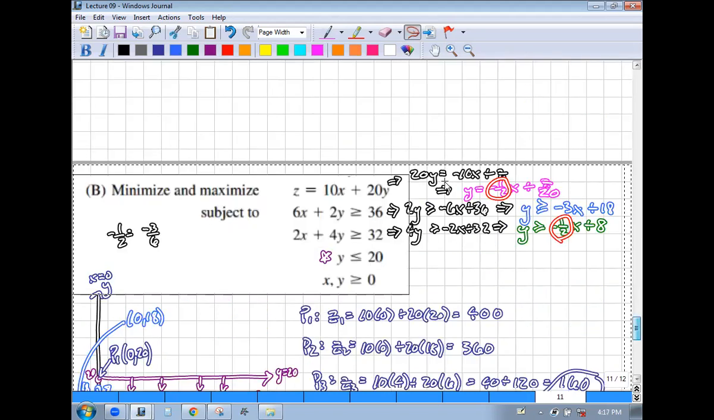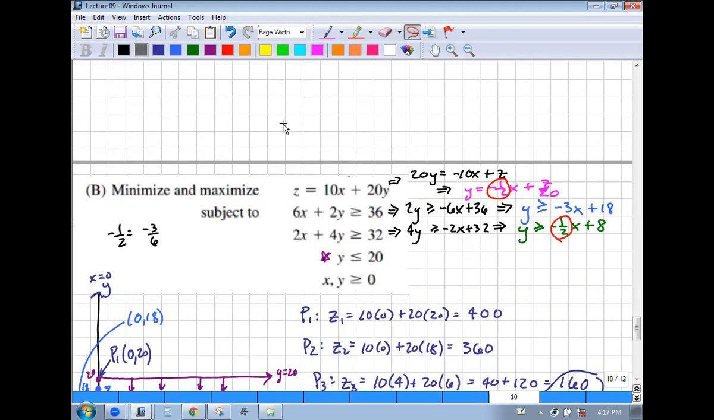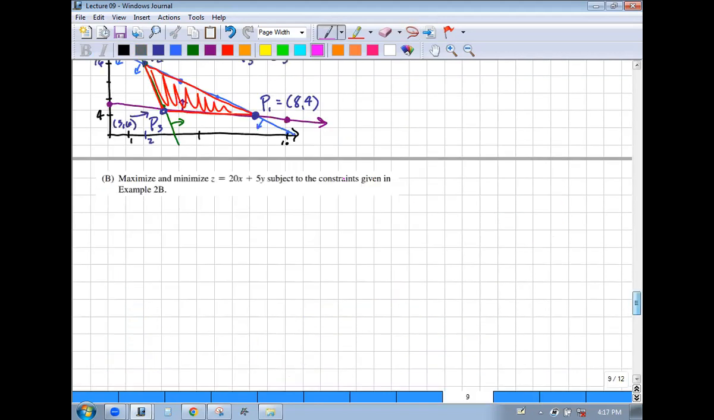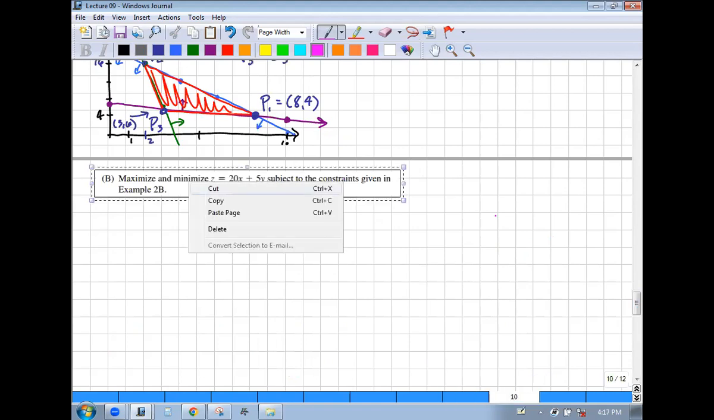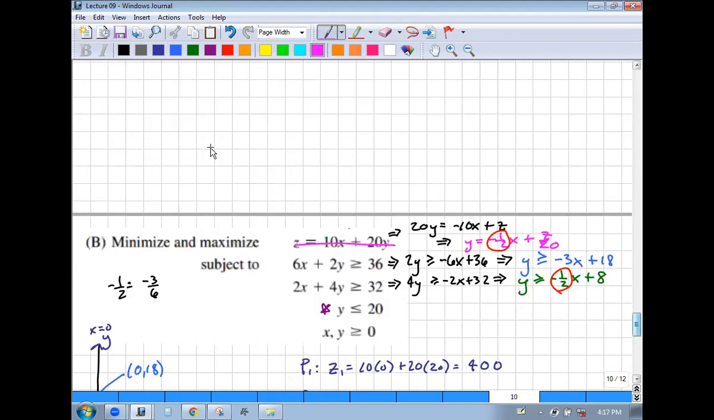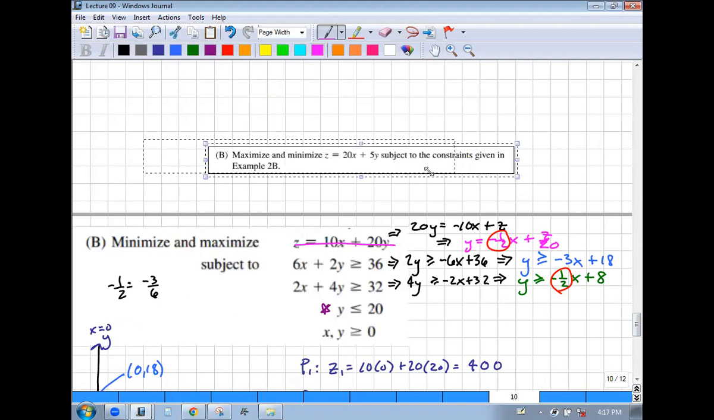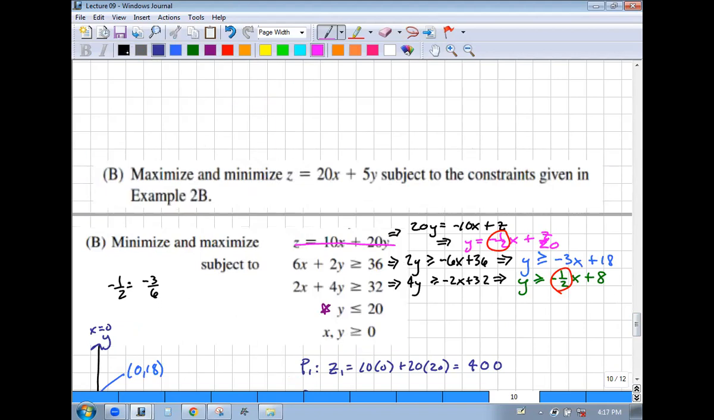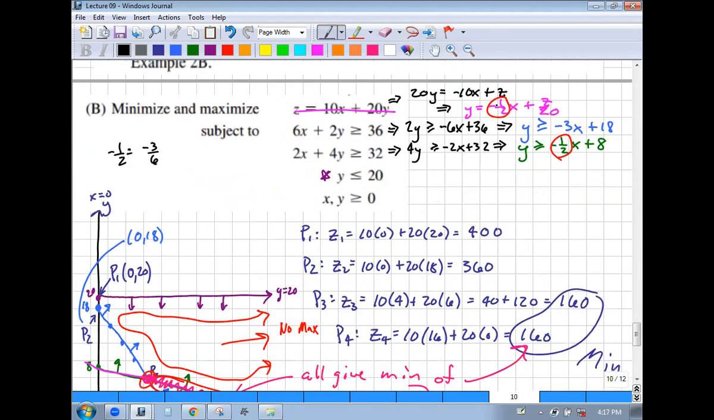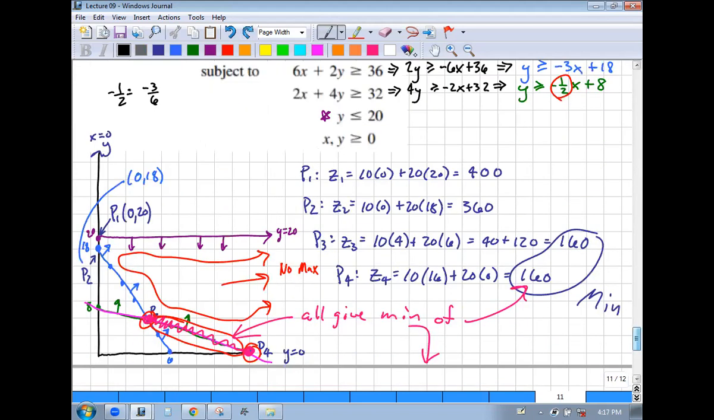And instead of this Z, we want this new one here. Put it down here. There's our new Z value. So on this one, we had that the constant Z had a slope of minus a half, which is the same as the green line. This is the one where we had a whole bunch of solutions.